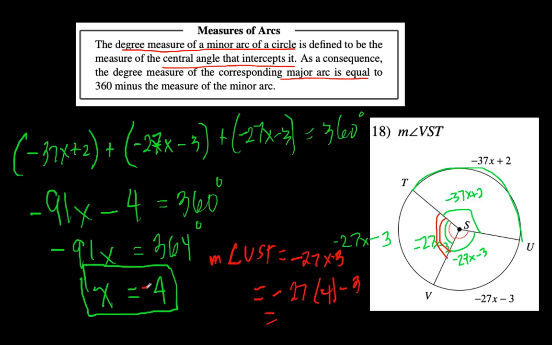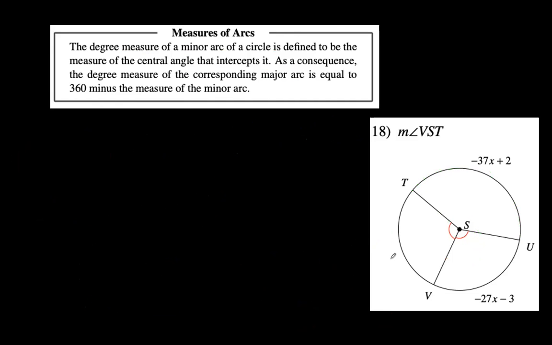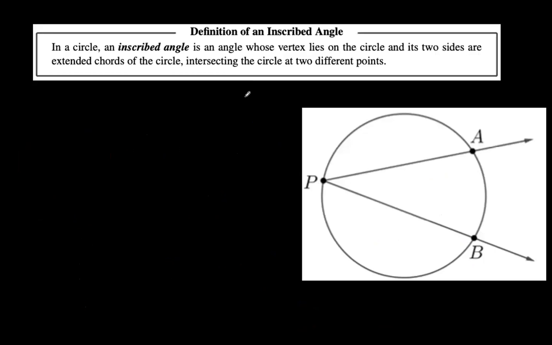Negative 27 times negative 4, that's positive 108, minus 3. So this is equal to 105 degrees. So the measure of this angle is 105 degrees with the use of the definition and property of central angle. And if we are asked to solve for the measure of the arcs, then we can also solve them since we have already found the value of x. So let's move on to the next.